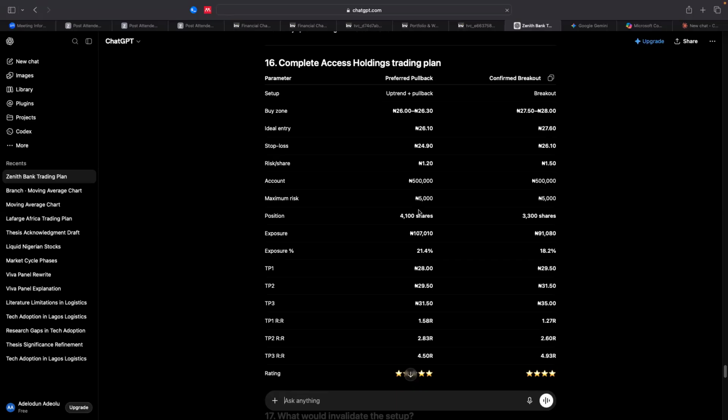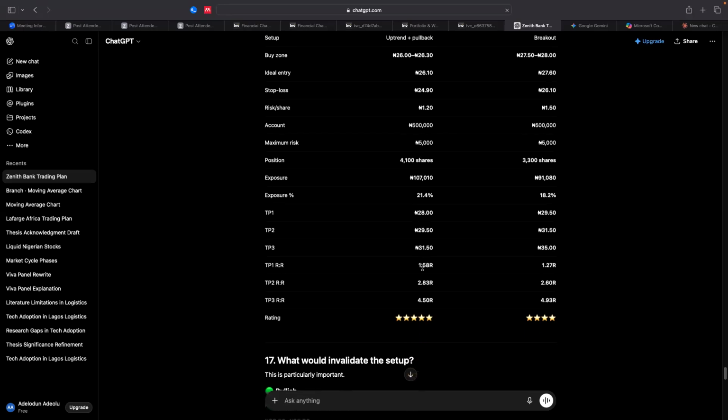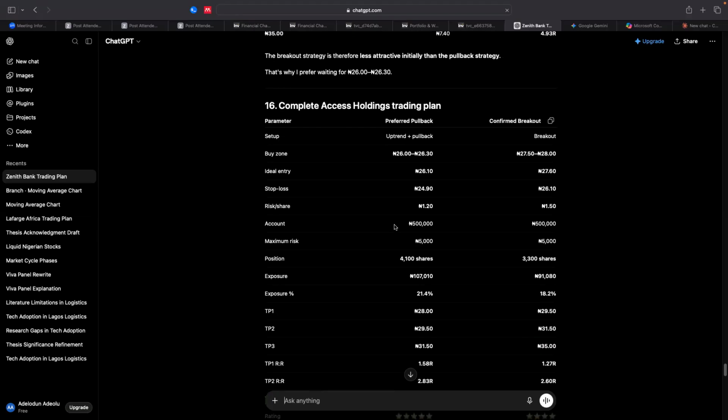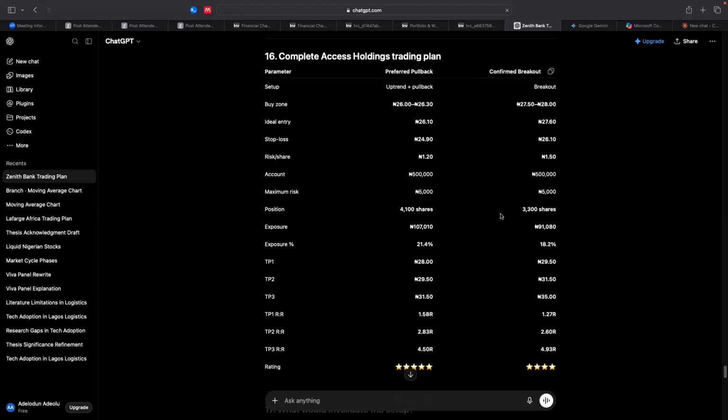Okay, all right. So let's go ahead. So now, what's the reward it is looking at? What's the target it is looking at? First, it has two profit targets here, but its own stop loss level is 24 naira 90 kobo. Same thing with ChatGPT, it is stopping you at 24 naira 90 kobo on the pullback strategy. On the breakout, it is stopping at 26 naira 10 kobo.